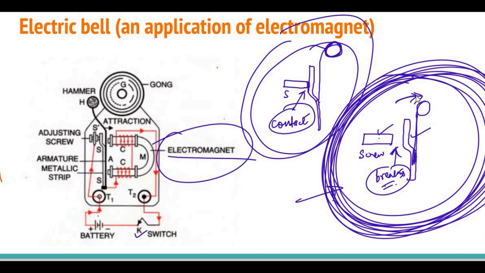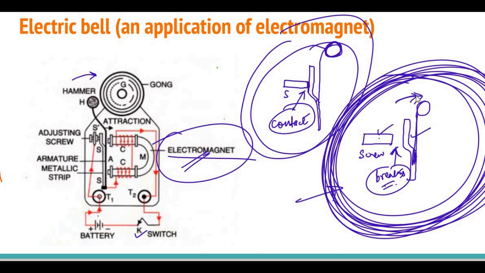The moment it hits the gong again, the circuit breaks. And this cycle keeps on repeating. The electromagnet is getting magnetized and demagnetized, magnetized and demagnetized, and this happens very fast. The hammer in this way is attracted and unattracted. The hammer goes forward and comes back, goes forward and comes back.